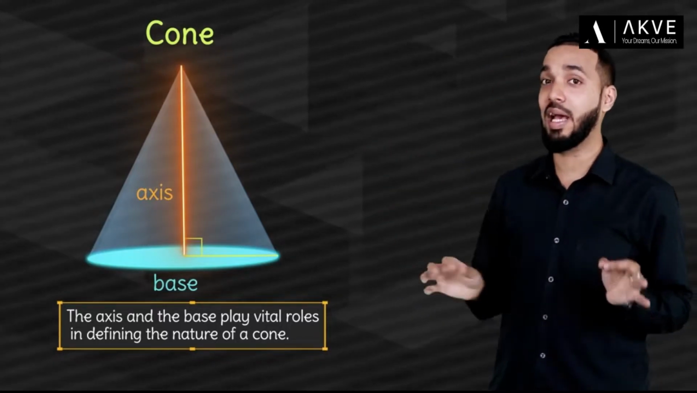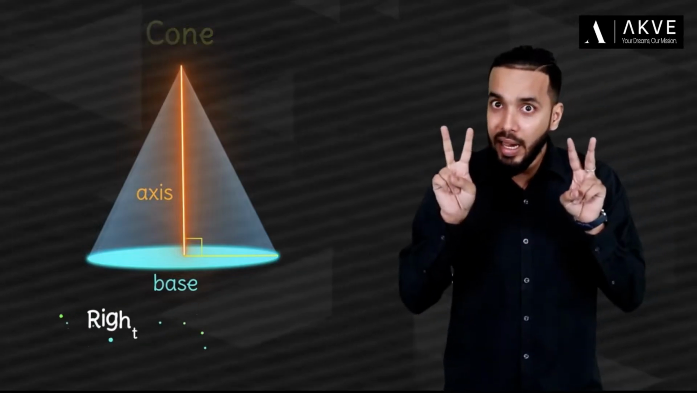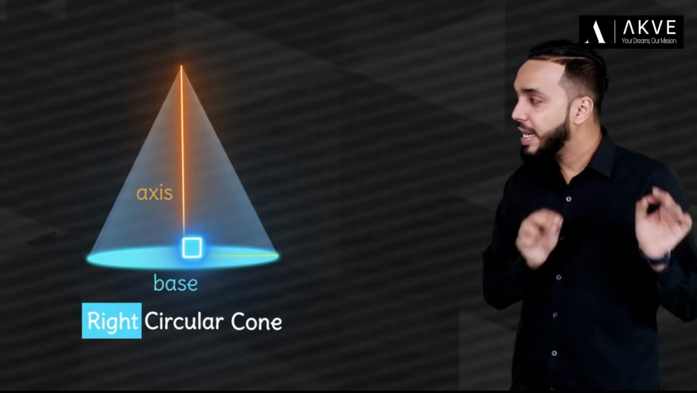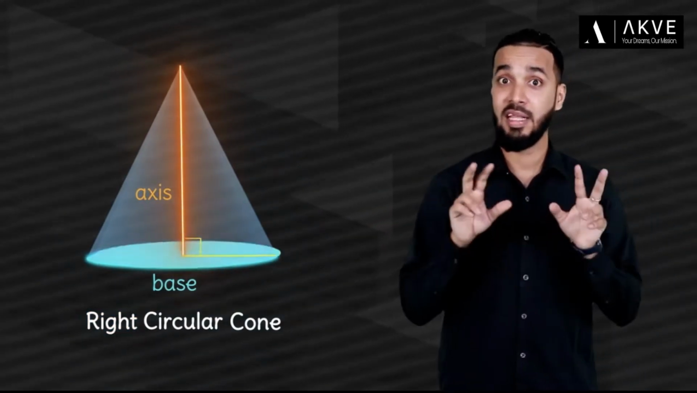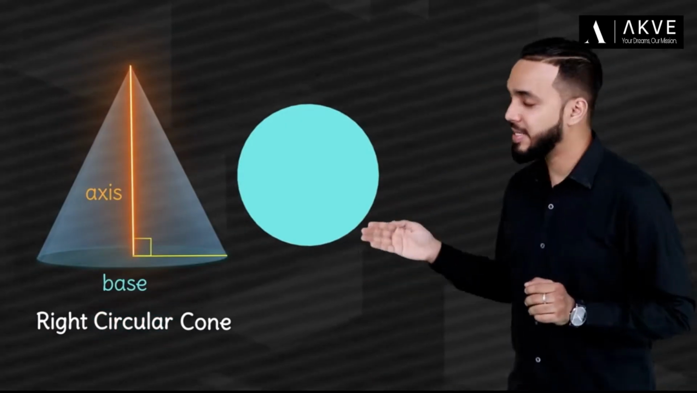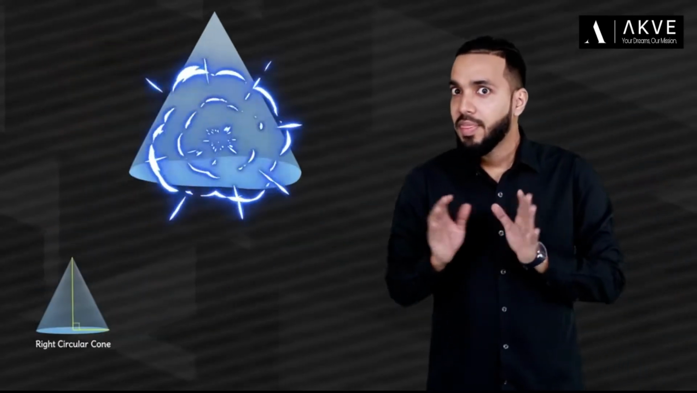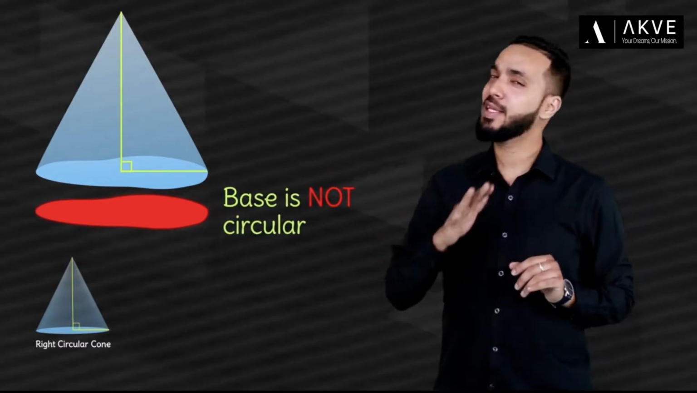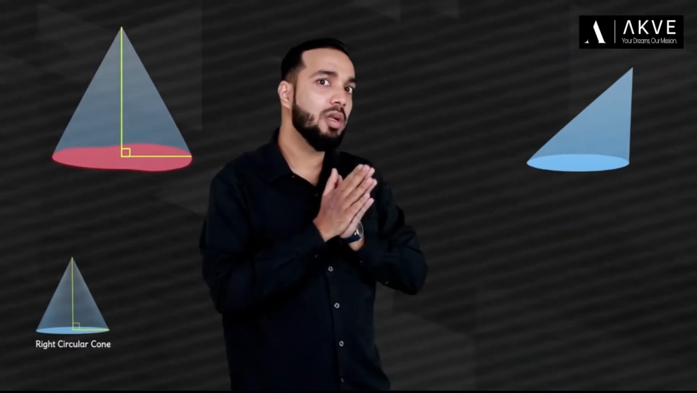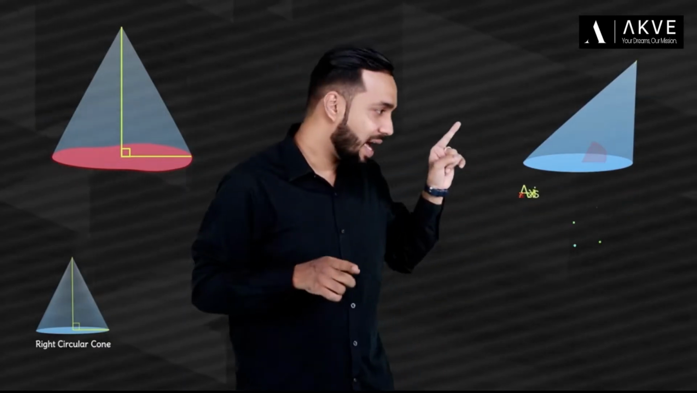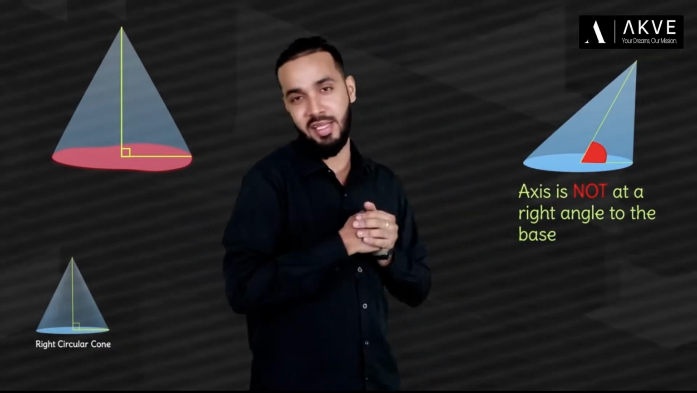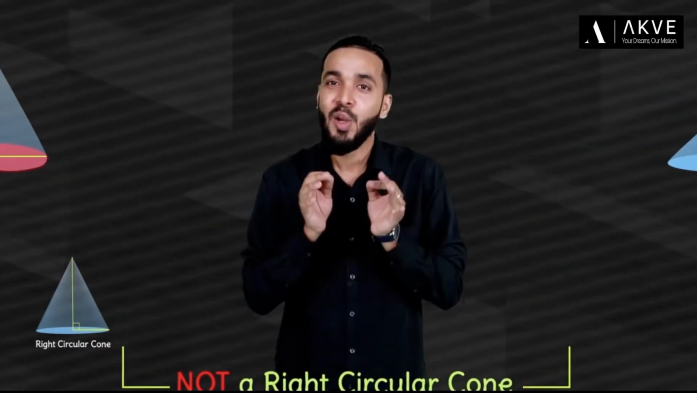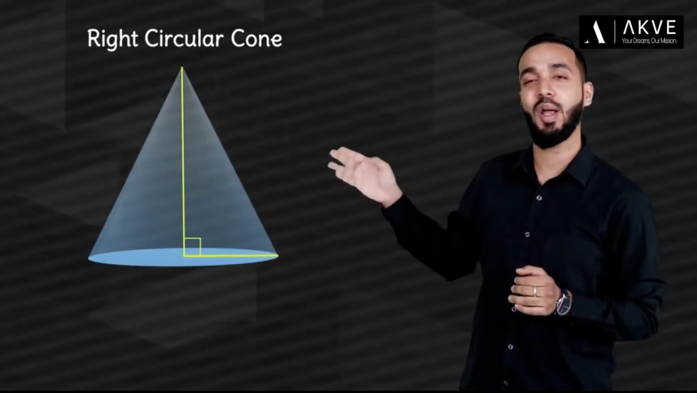I told you that this cone has a special name. It is actually called a right circular cone. Right because the axis is at a right angle to the base, and circular because the base is a circular disc. Now, there can be a cone whose axis is at a right angle to the base, but the base is not circular. And there can be a cone where the base is circular, but the axis is not at a right angle to the base. Hence, neither of these is a right circular cone. Luckily, in this chapter, we'll be discussing only right circular cones.